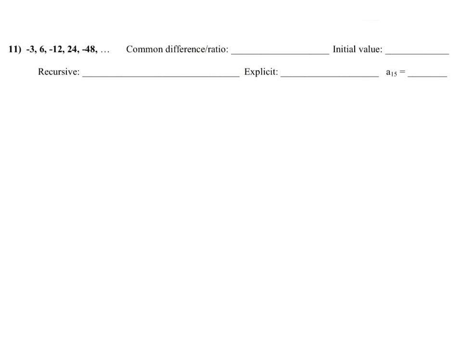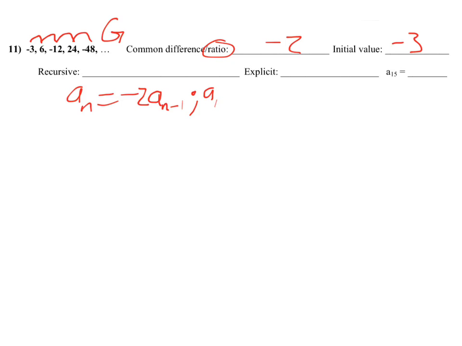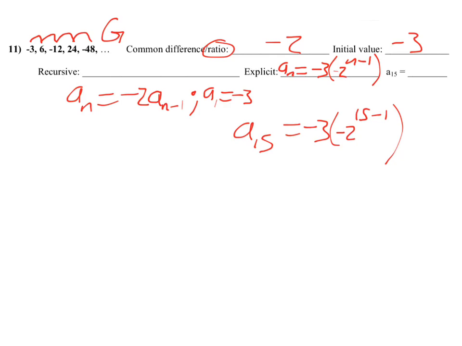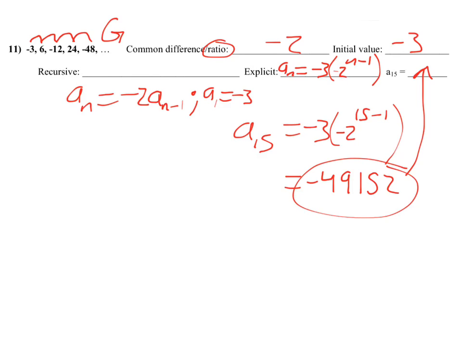And moving on to 11, we have a pattern here of timesing by -2, which is going to make it geometric. Our common ratio is going to be -2. Initial value is the first number in the sequence. Your recursive function is going to be your common ratio in front of a sub n minus 1. And you need to say where to start, so a sub 1 is -3. The explicit function is going to be a sub n equals initial value times common ratio to the n minus 1 power. That's just right off your notes. If you want to get a sub 15, you plug 15 into your function for n, like so, and then you compute that. Okay, it's going to give you about negative 49,000.